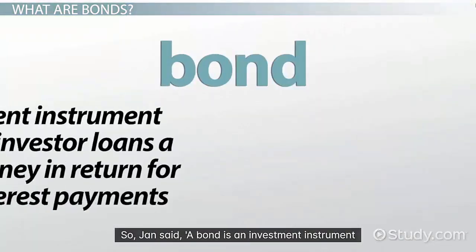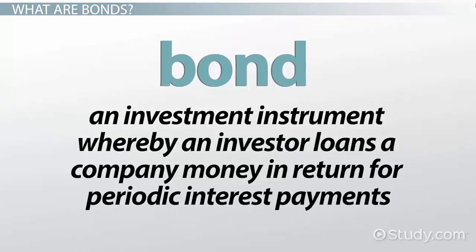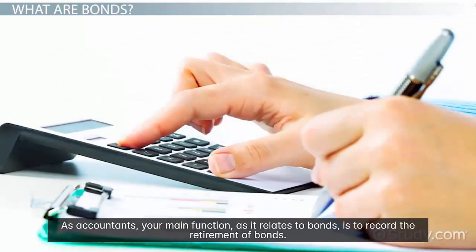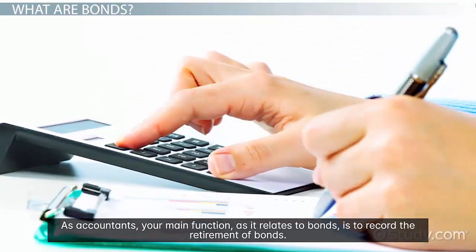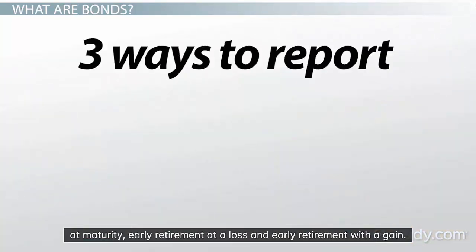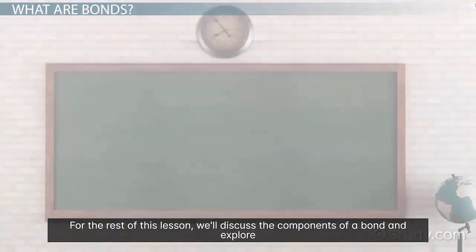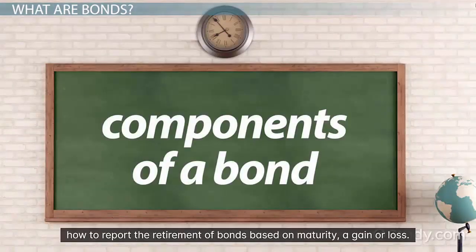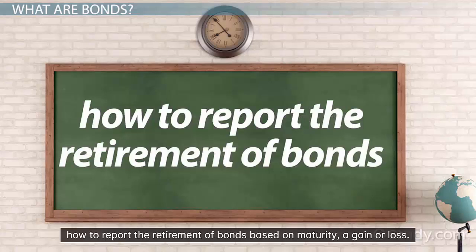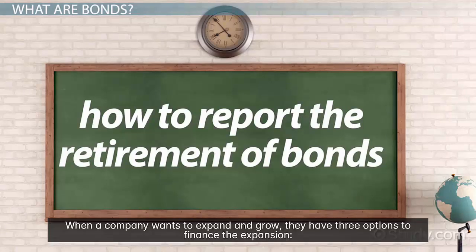So, Jan said, a bond is an investment instrument whereby an investor loans a company money in return for periodic interest payments. As accountants, your main function, as it relates to bonds, is to record the retirement of bonds. There are 3 different ways to report the retirement of bonds: at maturity, early retirement at a loss, and early retirement with a gain. For the rest of this lesson, we'll discuss the components of a bond and explore how to report the retirement of bonds based on maturity, a gain, or loss.